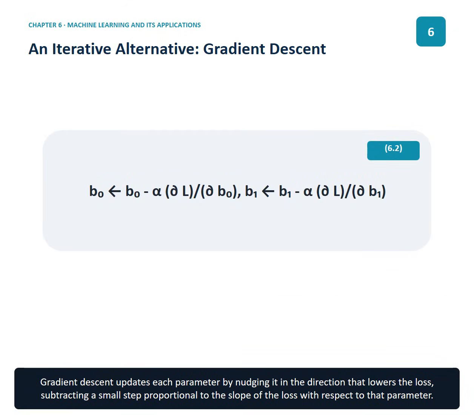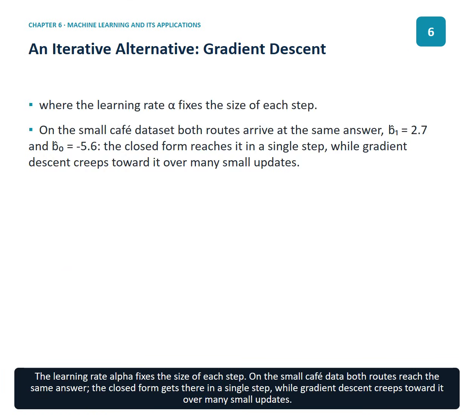Gradient descent updates each parameter by nudging it in the direction that lowers the loss, subtracting a small step proportional to the slope of the loss with respect to that parameter. The learning rate alpha fixes the size of each step. On the small cafe data, both routes reach the same answer. The closed form gets there in a single step, while gradient descent creeps toward it over many small updates.